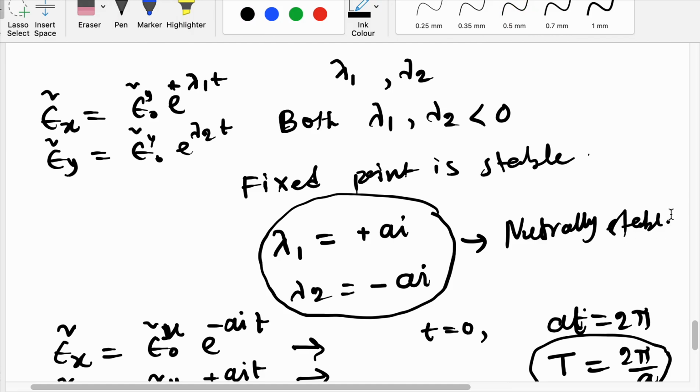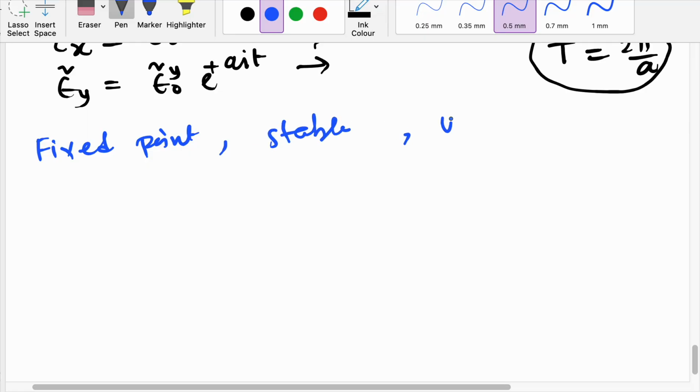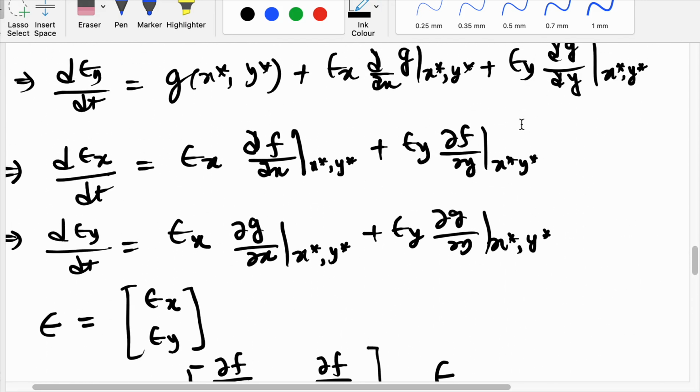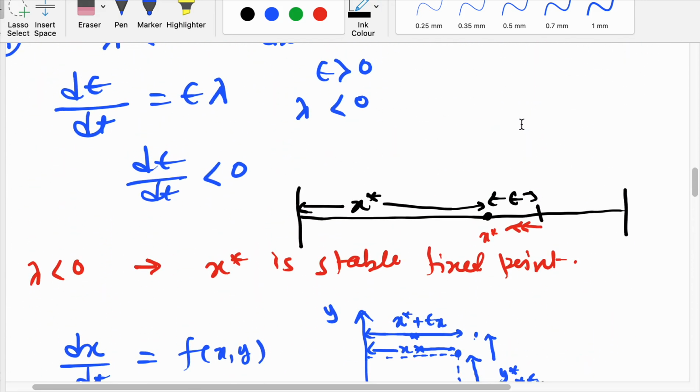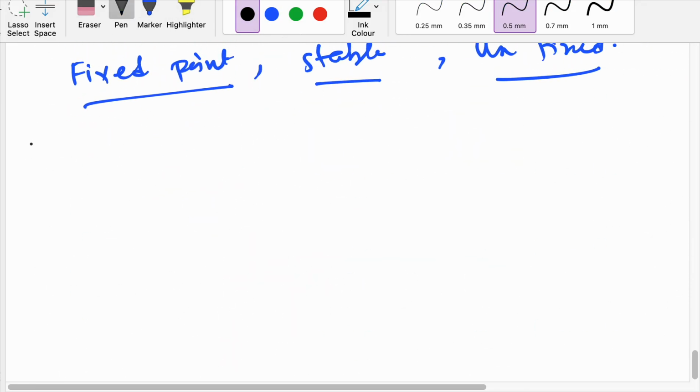So this is too much digression, so let me go to evolutionary game theory. I will use this language very often: fixed point, stable fixed point, and unstable fixed point. Whenever I use these terms, I am referring to what I have done here. So let me now talk about evolutionary game theory.